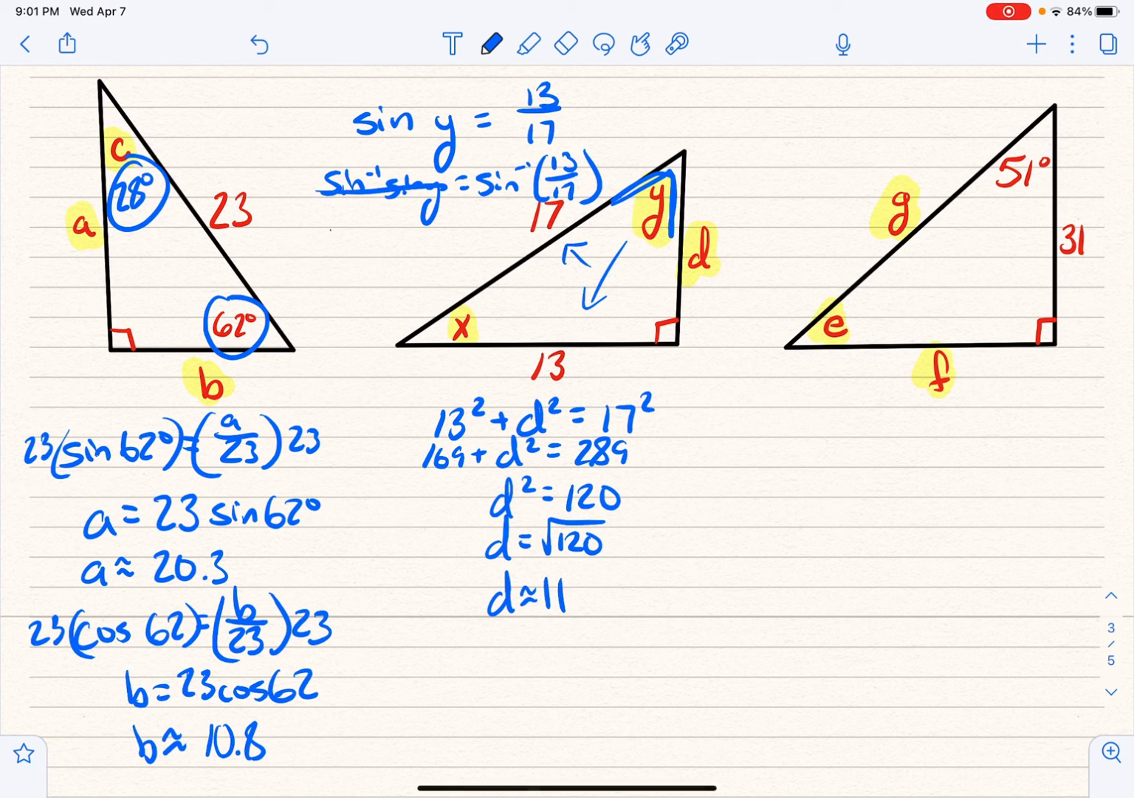These cancel each other out. I get y is equal to the inverse sine of 13 over 17. I'm going to go ahead and type that in. Inverse sine of 13 divided by 17. And I get that that's about 49.88. So it'll be about 50 degrees.